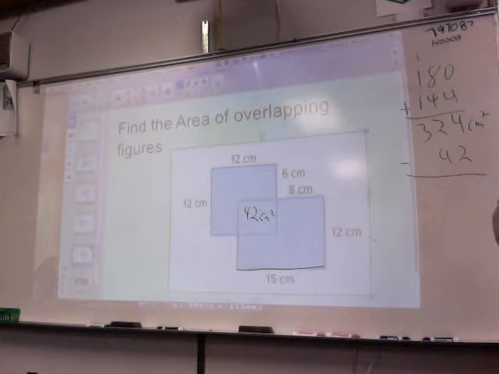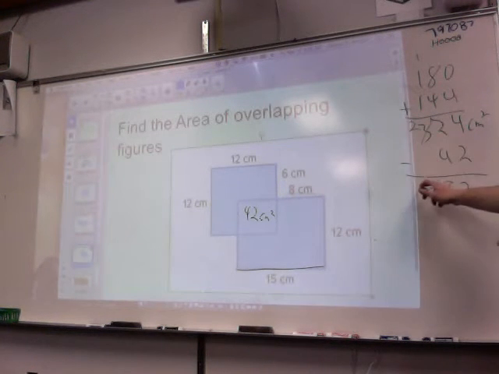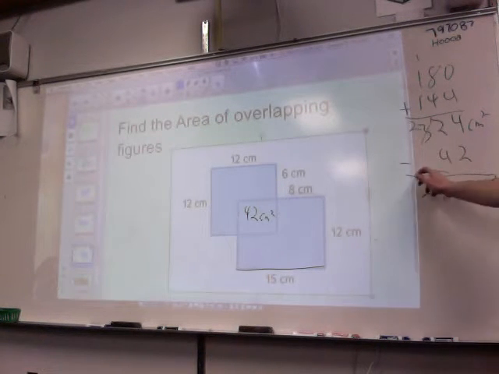Here we go. 4 minus 2 is 2. 2 minus 4, I have to borrow. I get 12 minus 4, which equals 8. And 2 minus nothing is 2. The area, can we still see it over here, is 282 centimeters squared.